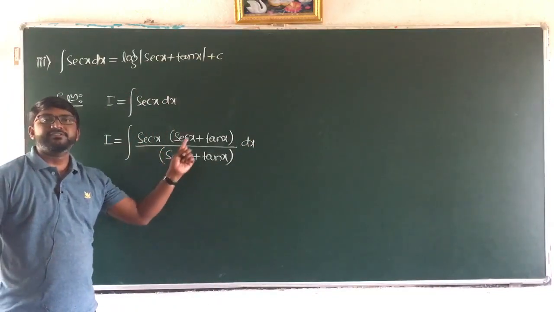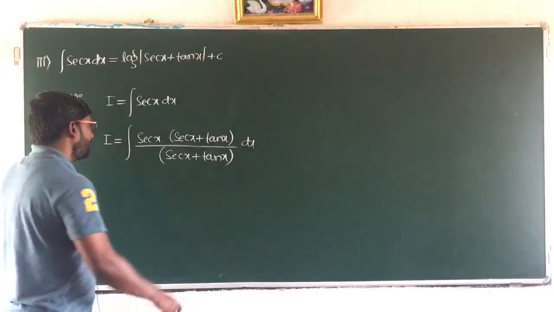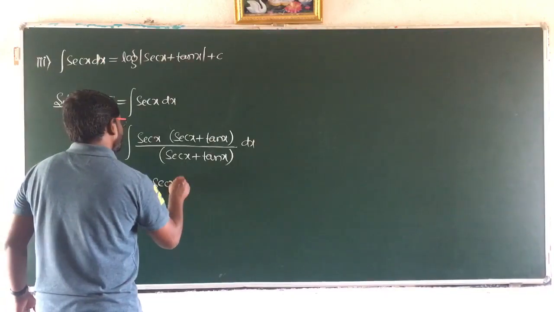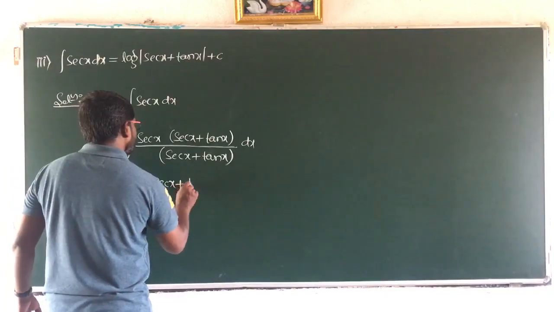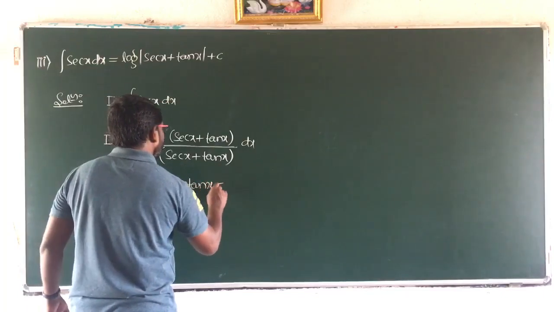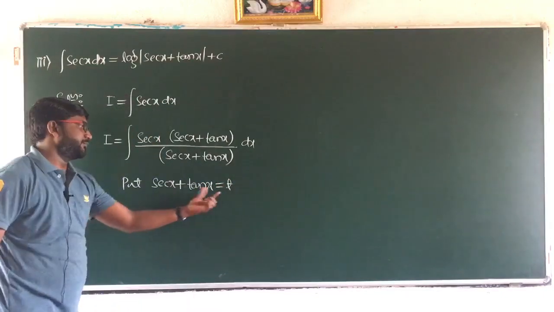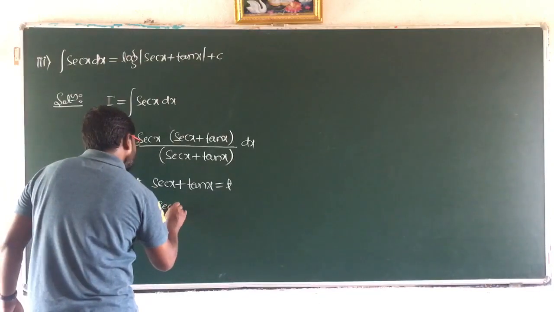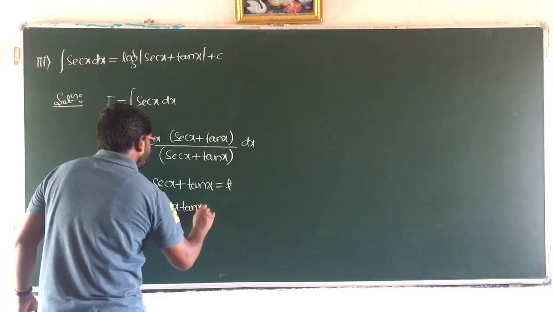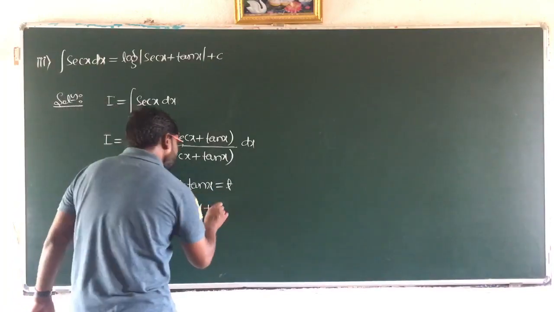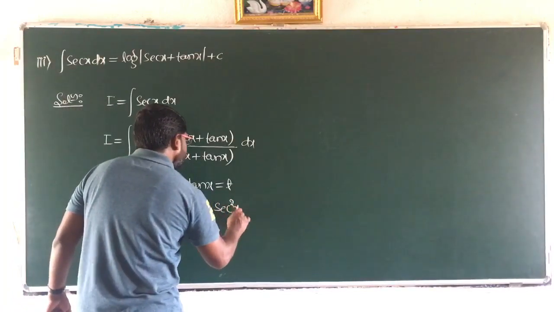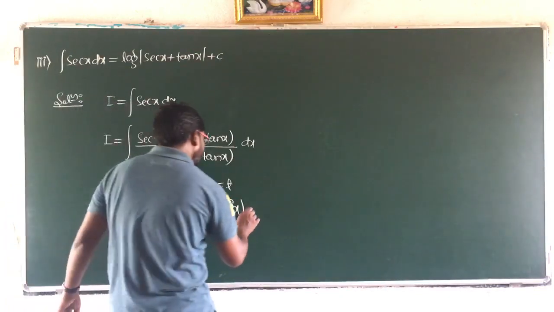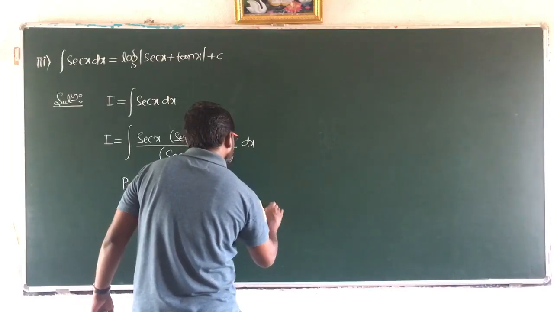Now go for the substitution. Put secant x plus tan x equal to t. Now differentiate both sides. What is the derivative of secant x? It is secant x into tan x, plus the derivative of tan x, which will be secant square x, which is equal to dt by dx. I take dx to the LHS. So the expression dx is equal to dt.